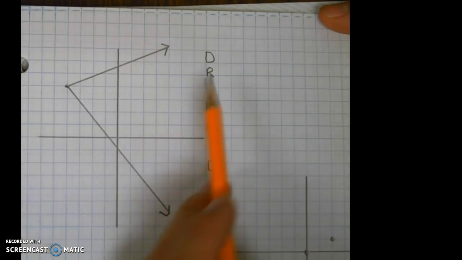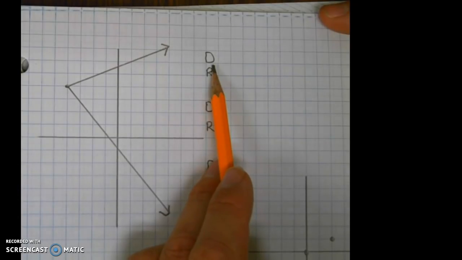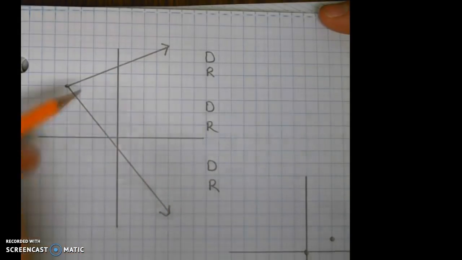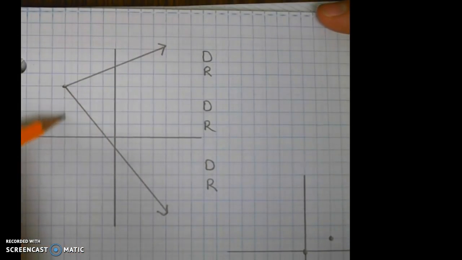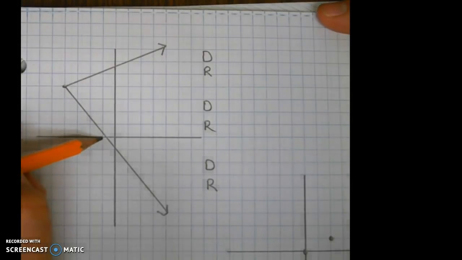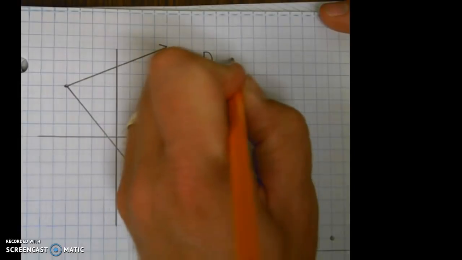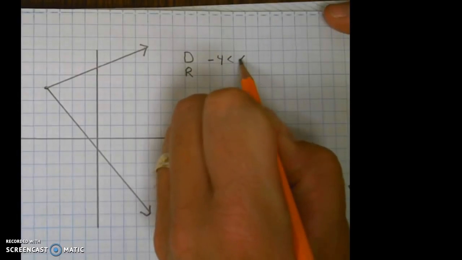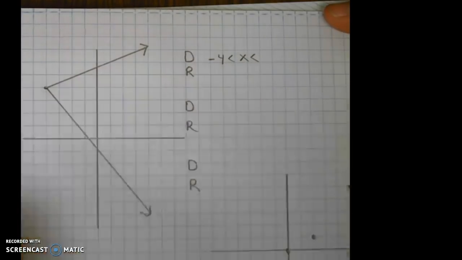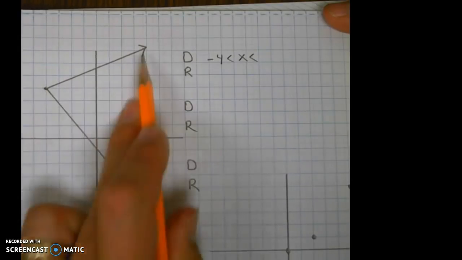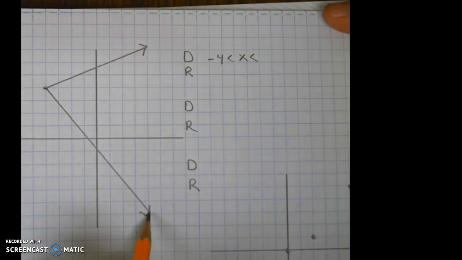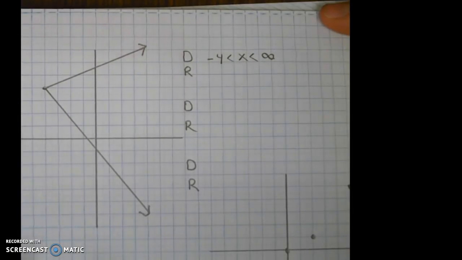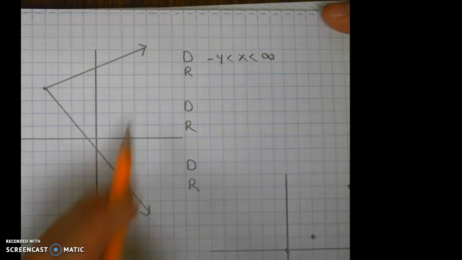So starting off with inequality notation, remember that domain is left to right. So if we look for the farthest left point and we look for the x value, we see that the x value is -1, -2, -3, -4. Then we put our inequality symbols, x for domain. And then the farthest right point, we notice that there's an arrow going to the right. So that means we're going to go to infinity.